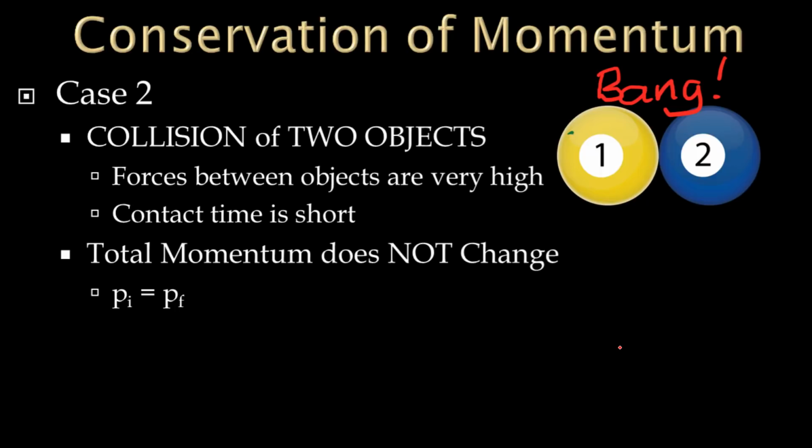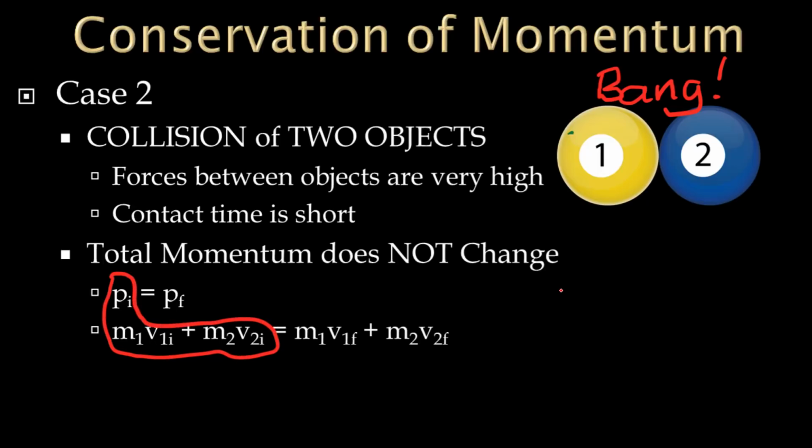Our initial momentum for both of the objects is equal to the final momentum of both of the objects. We've illustrated here that our initial momentum is the sum of the momentum of object 1 plus object 2 plus object 3, 4 if we have multiple objects. And our final momentum is the sum of each of the momentums after the event, after the collision. So our initial momentum is the sum of all of these individual momentums, and the final momentum is the sum of all of the individual momentums.